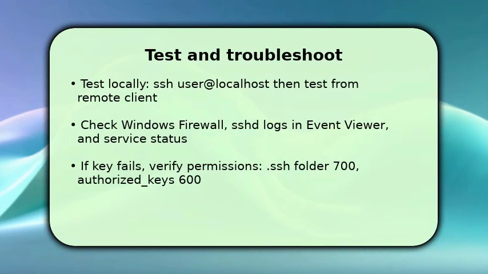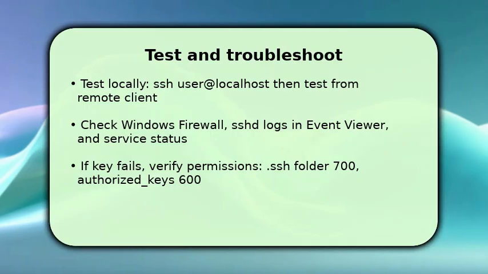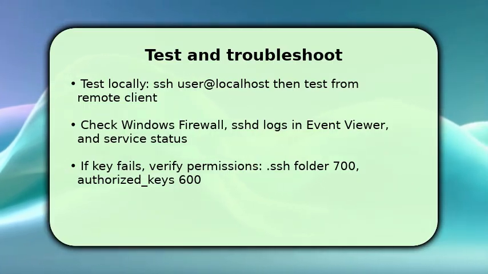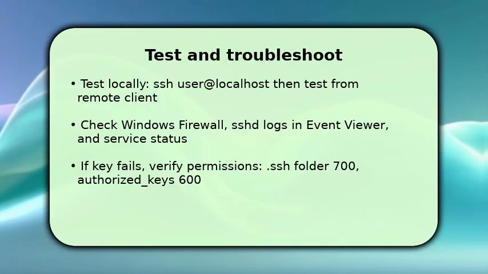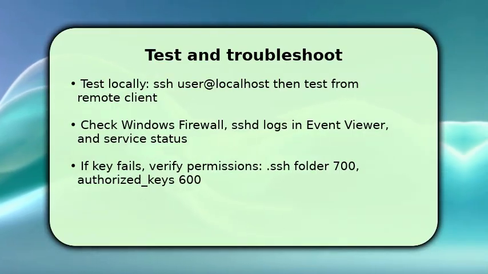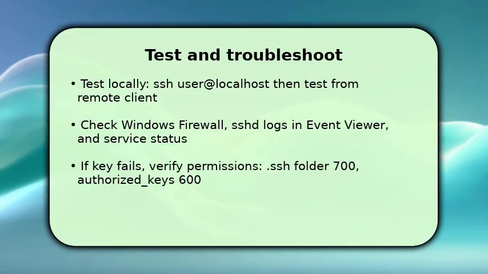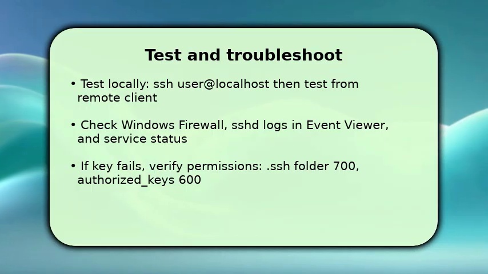You finish by verifying connectivity and fixing common issues. First test with ssh user@localhost to confirm the server runs, then from a remote client using the public IP or DNS name. If you cannot connect, make sure Windows Firewall allows the port and check the SSHD logs in Event Viewer for errors.